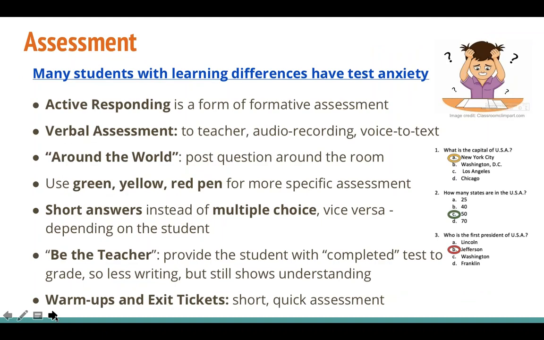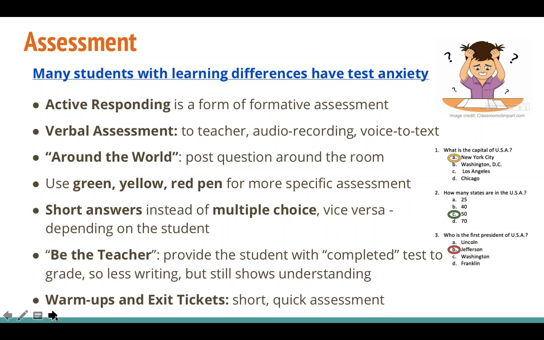So, assessment or tests. Many students with learning differences have test anxiety. This is built on years and years of feeling frustrated, not knowing, feeling like a failure. So this test anxiety not only obviously gives a feeling of anxiety, but also affects them in the way that they can't produce or show what they know because of this anxiety.